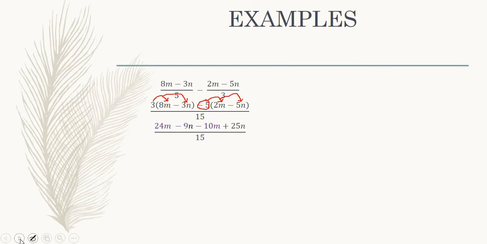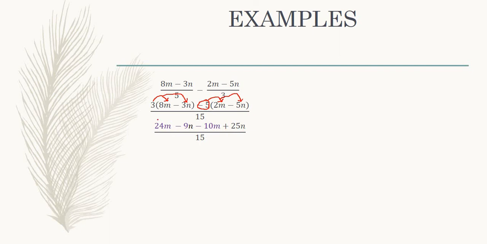Now, if you take 3 to multiply 8m, that gives you 24m. If you take 3 to multiply negative 3n, that is going to give you 9n. And if you take minus 5 to multiply a positive 2m, that's going to give you a negative 10n. And here you have to be very careful, because if you take a negative 5 to multiply a negative 5n, that's going to change the sign to become a positive 25n.